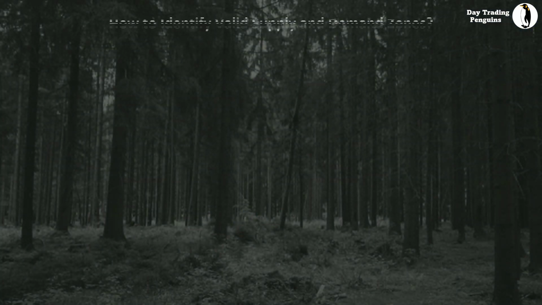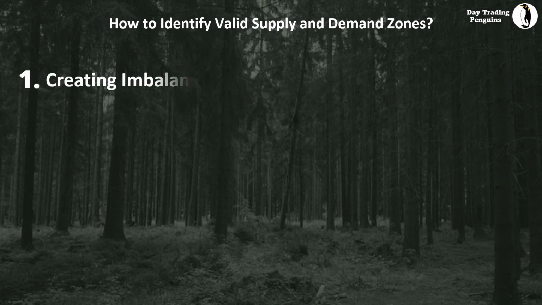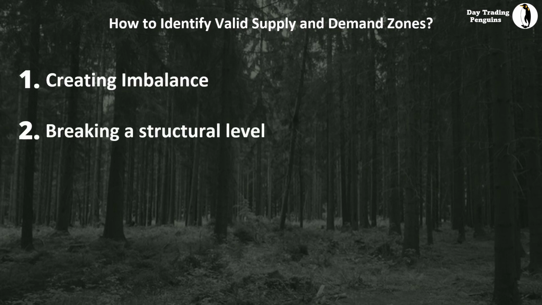We use 3 golden rules to define a key supply or demand zone. 1. It must create an imbalance. 2. It must break market structure. 3. It must collect or sweep liquidity. When these 3 conditions are met, we found ourselves a prime zone.